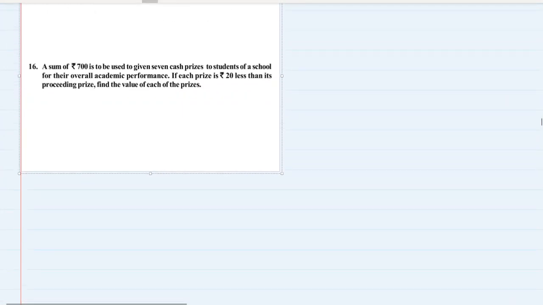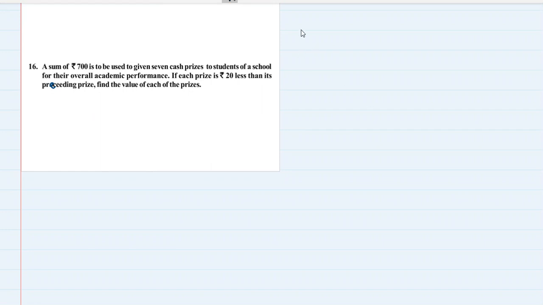Okay. Next question is, a sum of rupees 700 is to be used to give 7 cash prizes to students of a school for their overall academic performance. मतलब total prize money is rupees 700. This has to be distributed among various students for their academic performance. If each prize is rupees 20 less than its preceding prize, find the value of each of the prize.